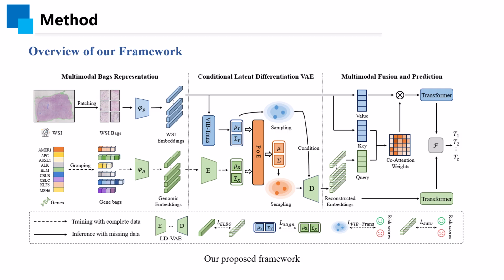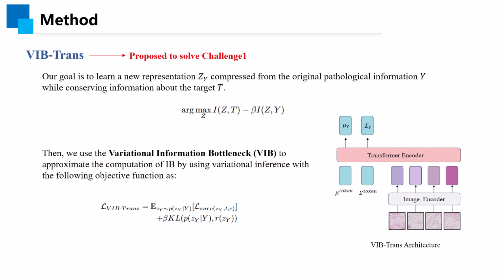The core idea is to leverage the pathological information to reconstruct and strengthen the genomic embeddings for better downstream multimodal fusion and prediction process. To address the difficulty in efficiently representing gigapixel WSIs, we propose a component called VIB-Trans, which is based on the information bottleneck. Following the goal of the information bottleneck, we aim to learn Z_Y compressed from the pathological features Y while maximally conserving useful information for the survival prediction target T.